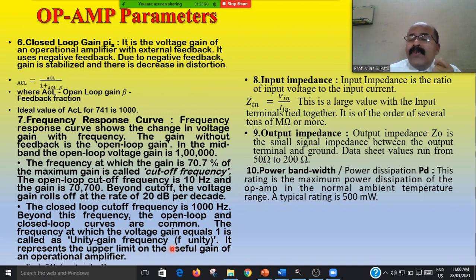म्हणजे फ्रिक्वेन्सी रिस्पॉन्स कर्व हा जो ओपन लूप गेन वर्सेस फ्रिक्वेन्सीचा जर ग्राफ काढला तर या 3 क्वांटिटीज मिळतात, आणि या 3 क्वांटिटीची जी किंमत आहे, ज्याला ऑपरेशनल ऍम्प्लिफायर 741 ची जी किंमत आहे ती इथे लिहिलेली आहे. ओपन लूप गेन हा 1 लाख असतो, त्याचबरोबर कट ऑफ फ्रिक्वेन्सी ही 10 हर्ट्ज असते, आणि एफ युनिटी फ्रिक्वेन्सी ही अबाउट 1 मेगा हर्ट्ज असते.